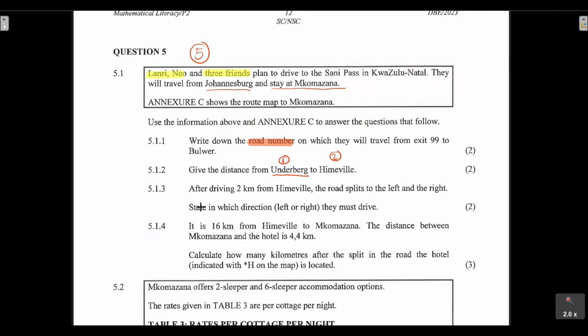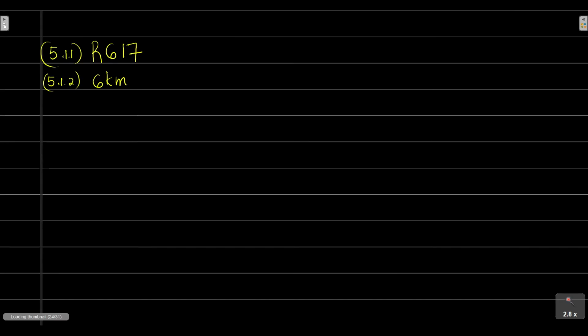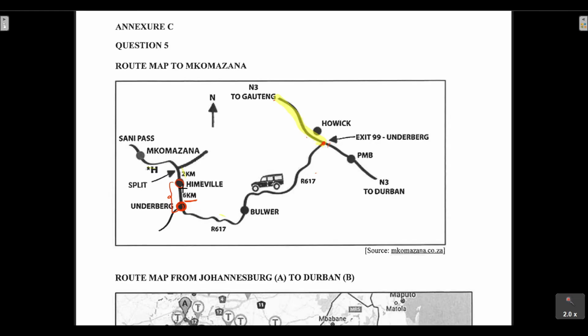Next question, 5.1.3. After driving 2 kilometers from Heimville, the road splits to the left and the right. State in which direction, left or right, they must drive. So after driving 2 kilometers, they're here. Do you see that after driving that 2 kilometers, the road splits to the right and to the left? We need to state in which direction they must drive.